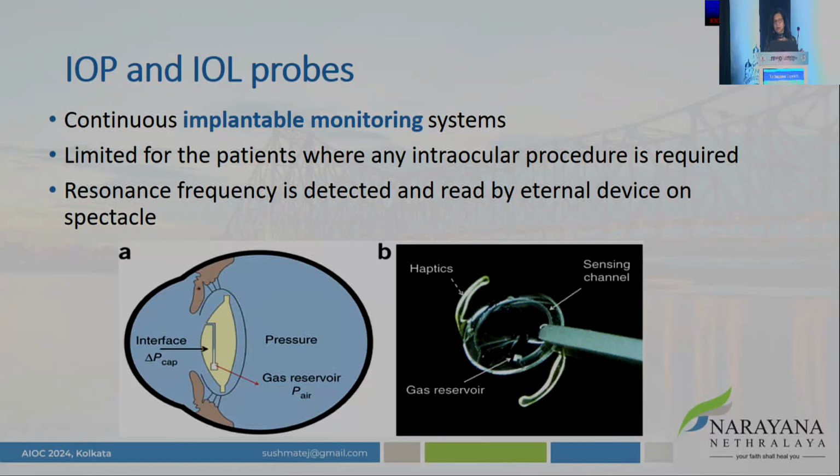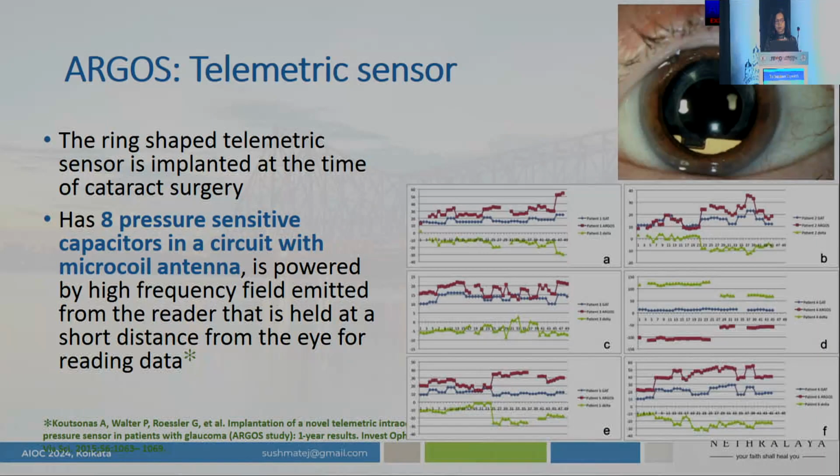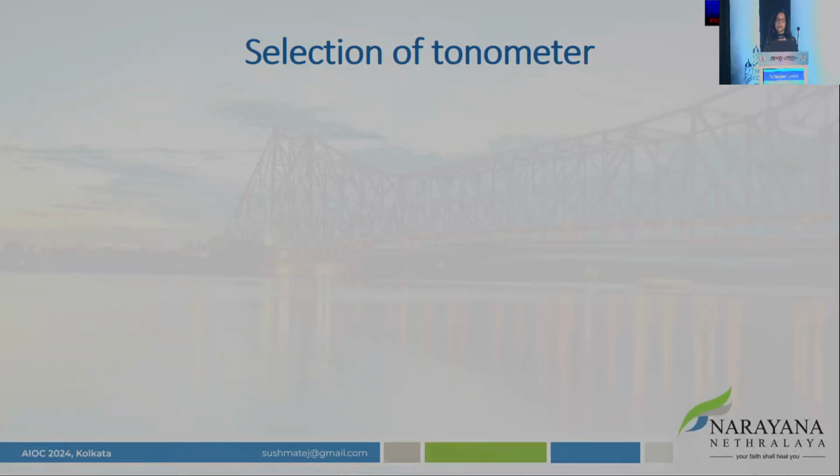There are certain implantable monitoring systems like IOL probes, or certain ADONIS studies, which tell you about a telemetric sensor which can be implanted during cataract surgery and monitors the pressures throughout the day, but limited use because of the possibility of pupil distortion and uveitis.